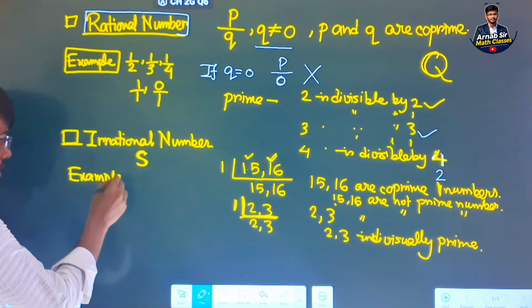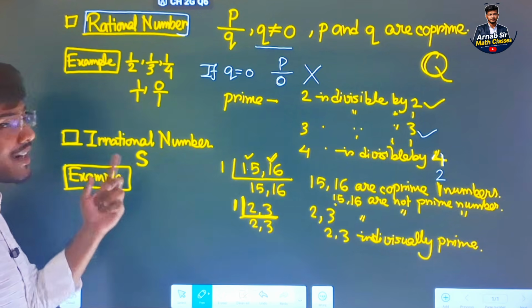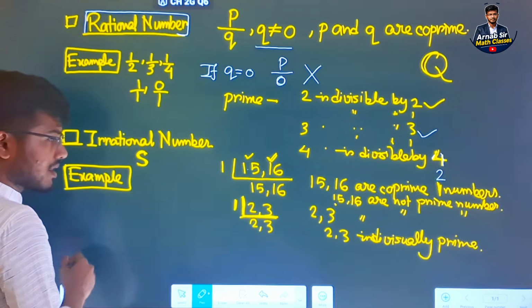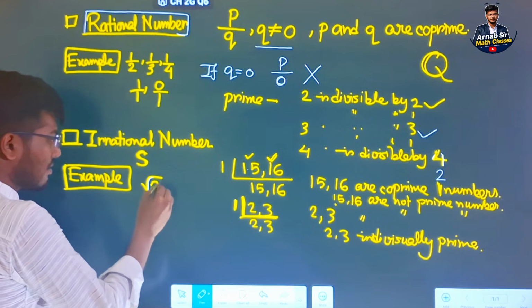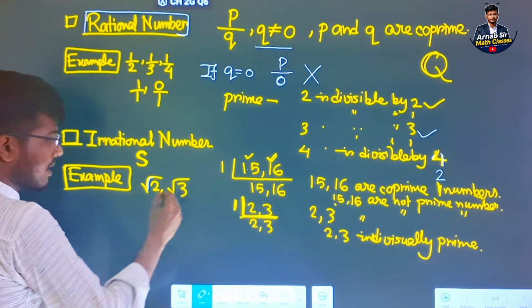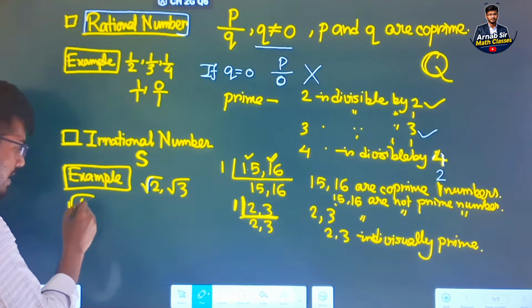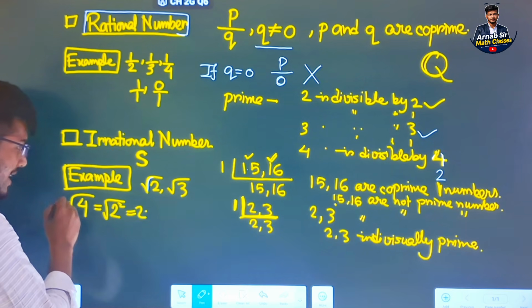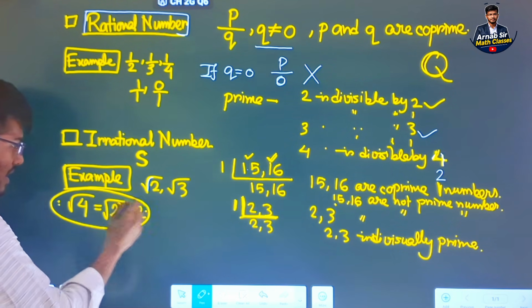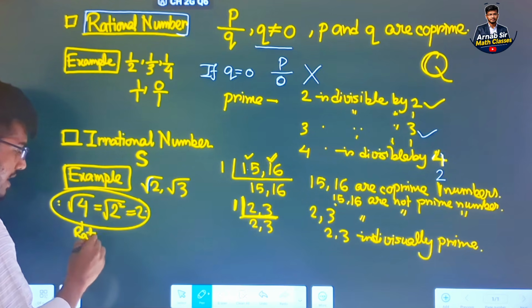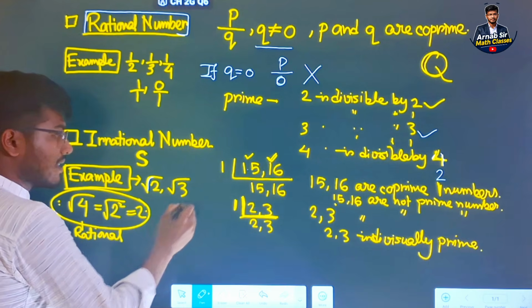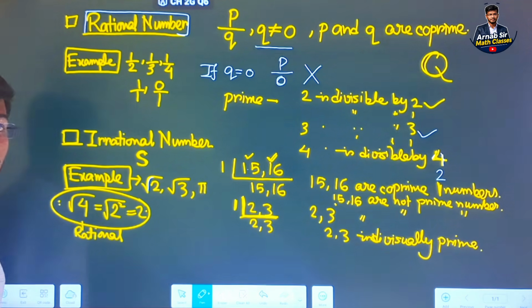Now let's see examples of irrational numbers. A number which is not rational is obviously an irrational number. Suppose we take root 2, root 3. But do you know whether root 4 is rational or irrational? Root 4 means the square root of 4, which is 2. So obviously it is a rational number, not an irrational number. These are examples of irrational numbers. Also, the number pi is an irrational number. Clear?